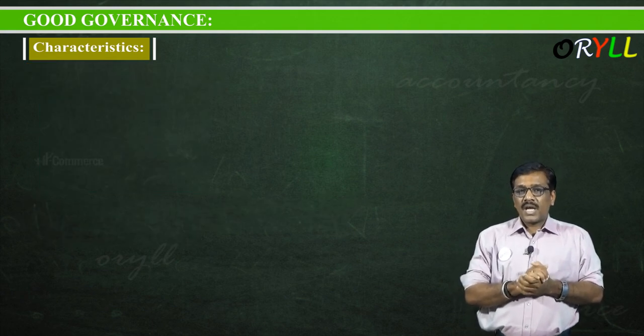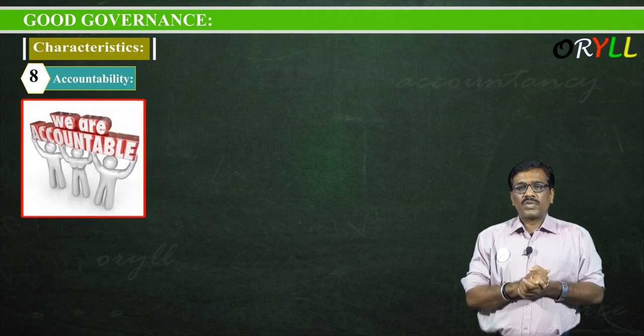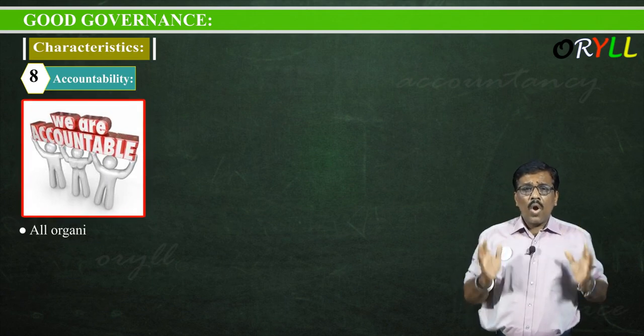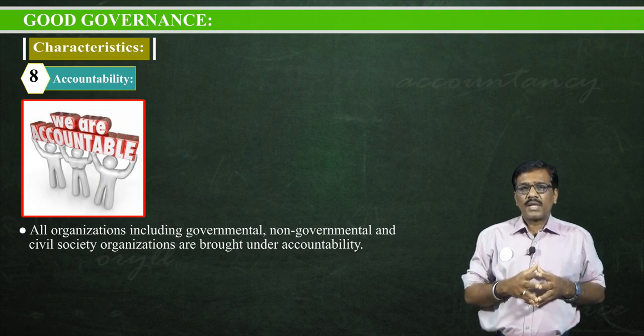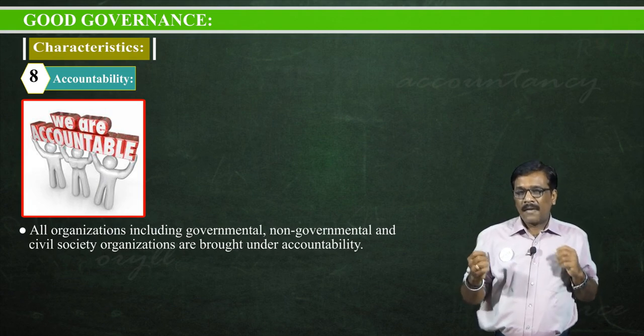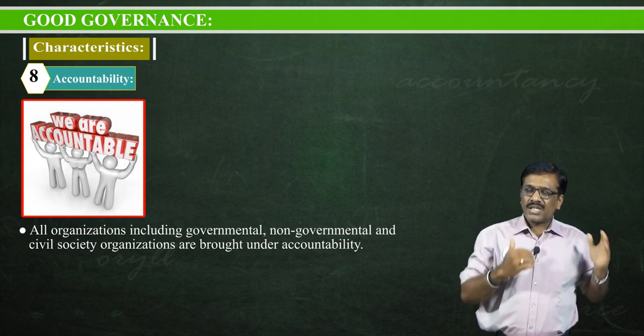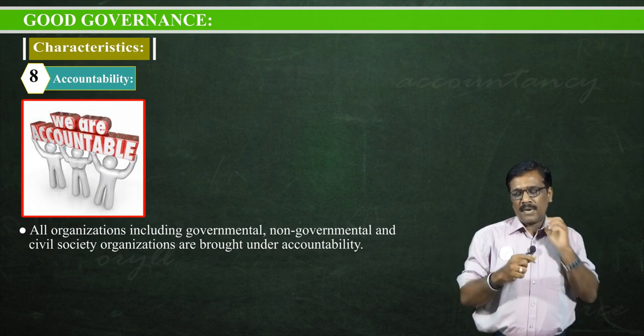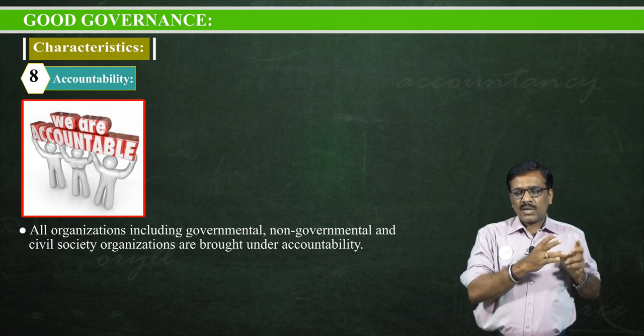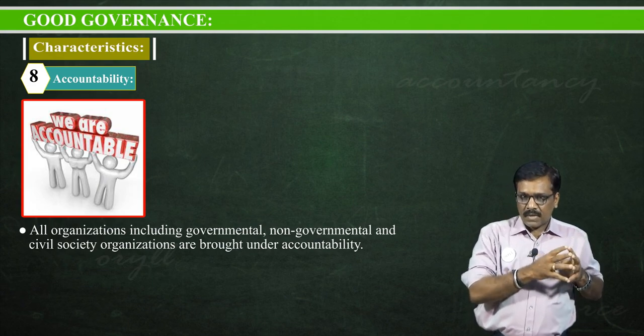Lastly, we can see accountability, one of the important characteristics of good governance. All organizations, including governmental, non-governmental and civil society organizations, are brought under accountability. See, everyone is accountable, whether it's a government, non-government or a civil society. I'll give an example. If a government is there, let's take the police department.